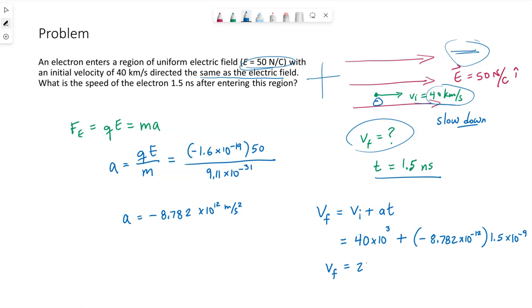My calculator is telling me this, and even more digits, but I cannot even be this accurate. We have 2 sig figs. I'm going to write this in kilometers per second again, since that's how they gave the initial speed. So this 6 would round to a 7. The speed of the electron would now be 27 kilometers per second, which is less than 40. It did slow down. So that's a good check to make sure the answer makes sense in terms of at least slowing down versus speeding up.